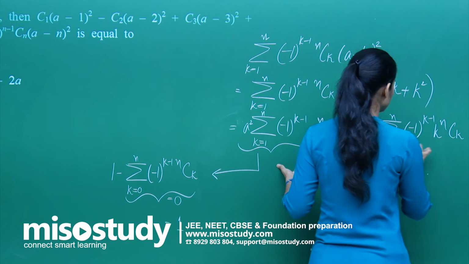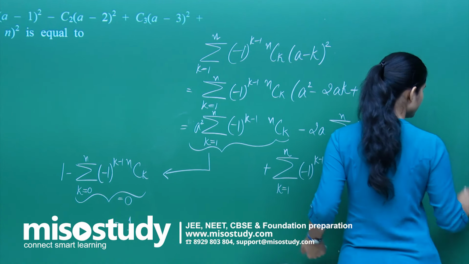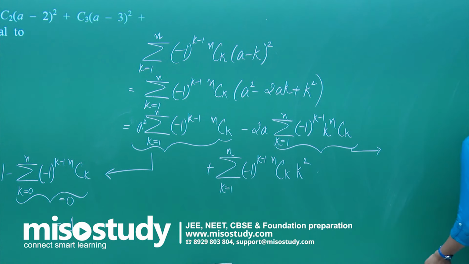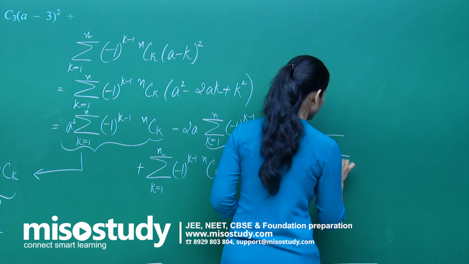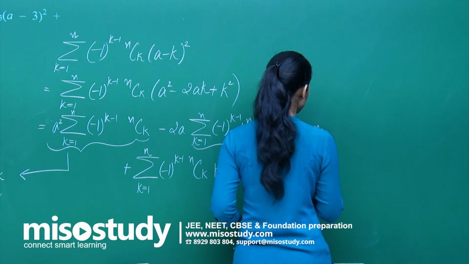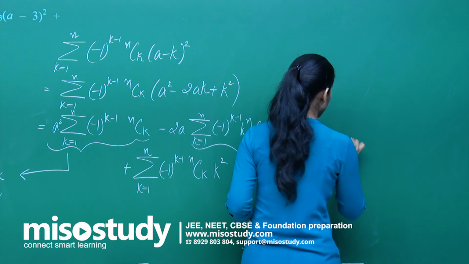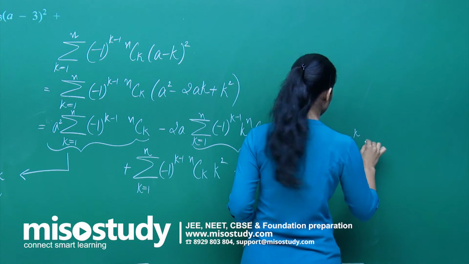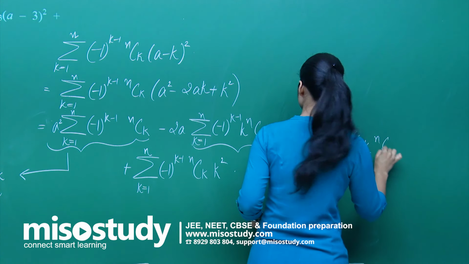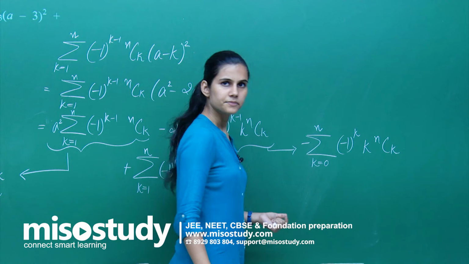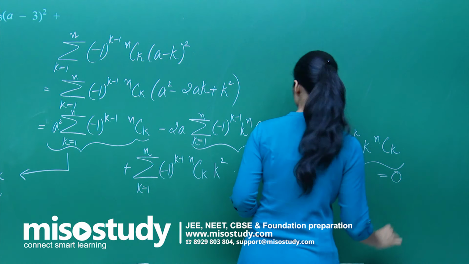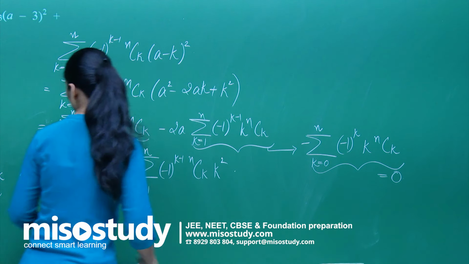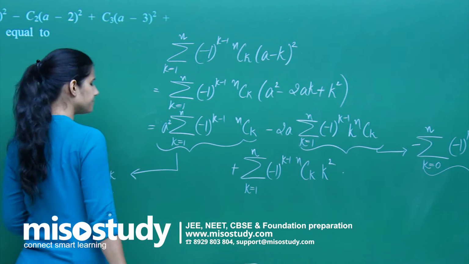Now when I am talking about this particular summation, this can alternatively be written as summation k running from not 1 to n but 0 to n, minus 1 to the power k into nck, right? And this is nothing but equal to 0. Here also this will be k and not k minus 1, this is k.